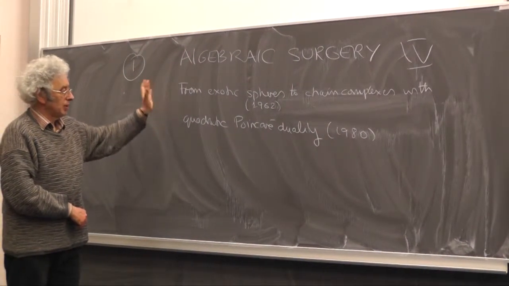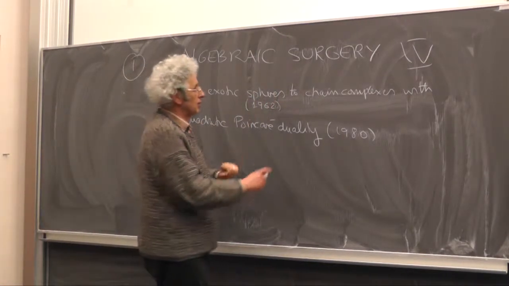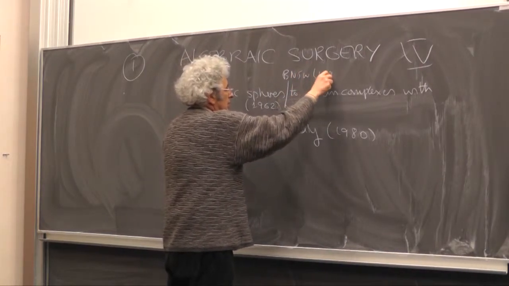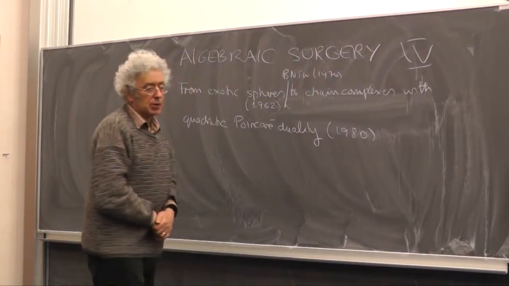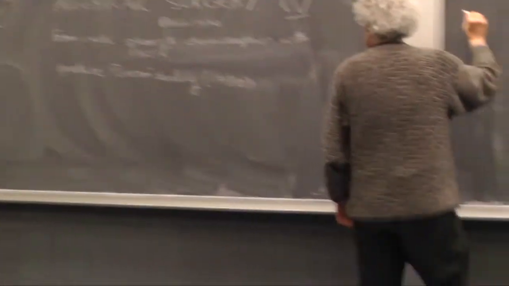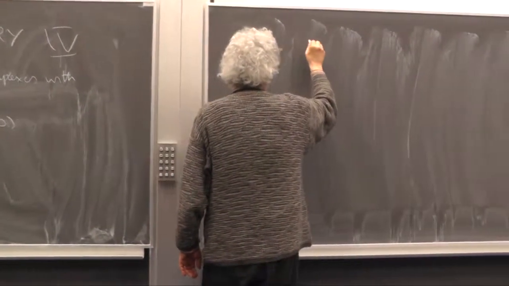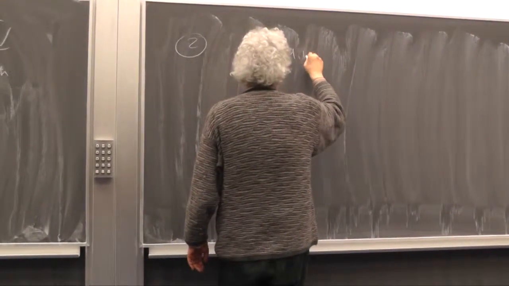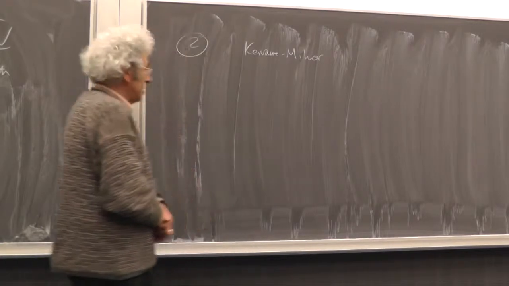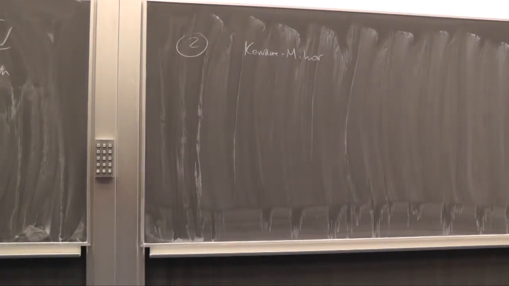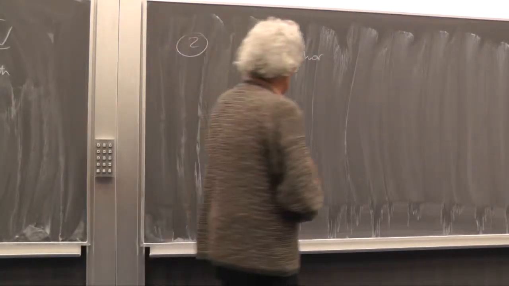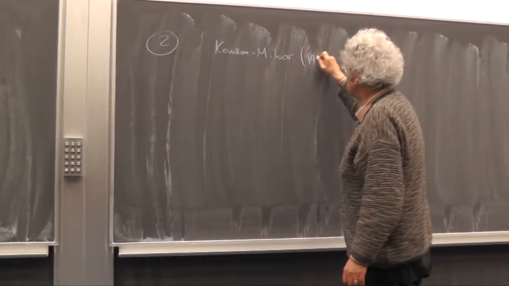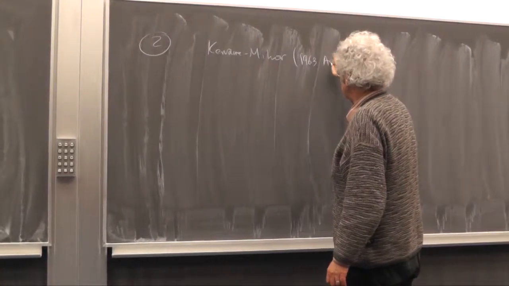So in between here is the Browder-Novikov-Sullivan-Wall business. But let me start off with the exotic spheres. So Kervaire and Milnor introduced, because exotic spheres started earlier, even in 1956 with Milnor's examples, but the classification by Kervaire and Milnor is 1963, Annals paper.